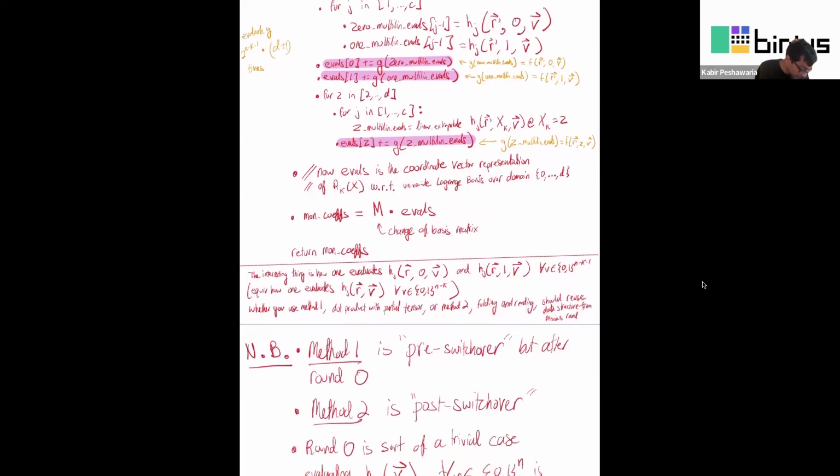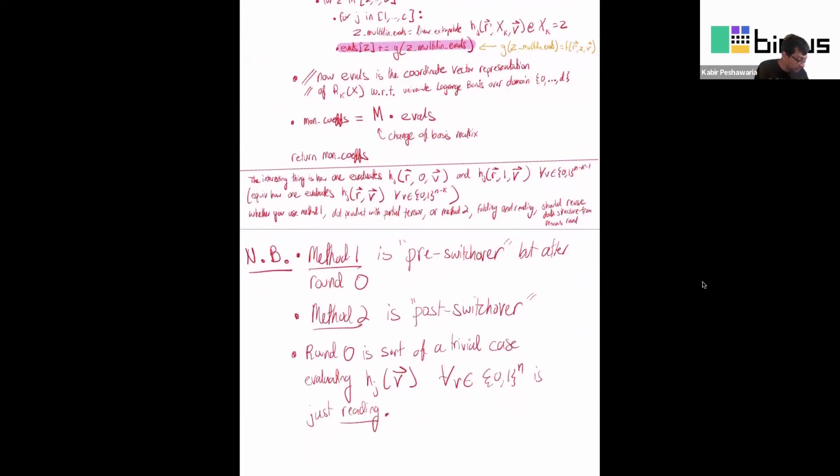Either way, observation 2 tells us we should reuse data structures from previous rounds. Technical note: method 1 is what we refer to as pre-switchover, using this partial tensor. Method 2 is what we refer to as post-switchover, folding the multilinears. Round 0 is sort of a trivial case, because if you want to evaluate the multilinear, it's somewhere on the hypercube, so you just read it. It's there.